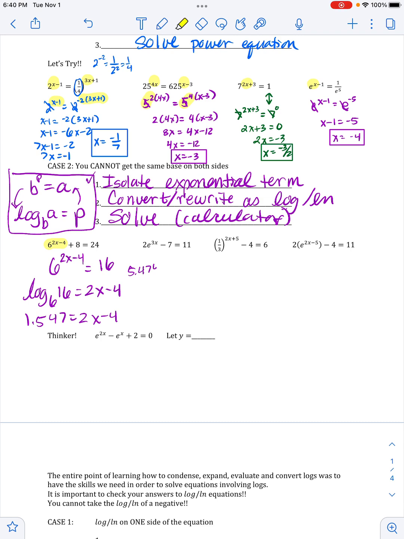Oh, sorry, I missed a value there. So I'm going to have 5.547, and then I'll be dividing that by 2. So in the end, I'm getting that x is about, because I rounded off, 2.774.